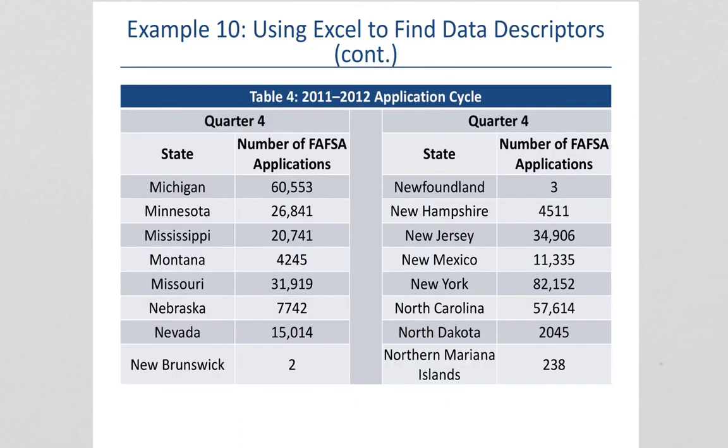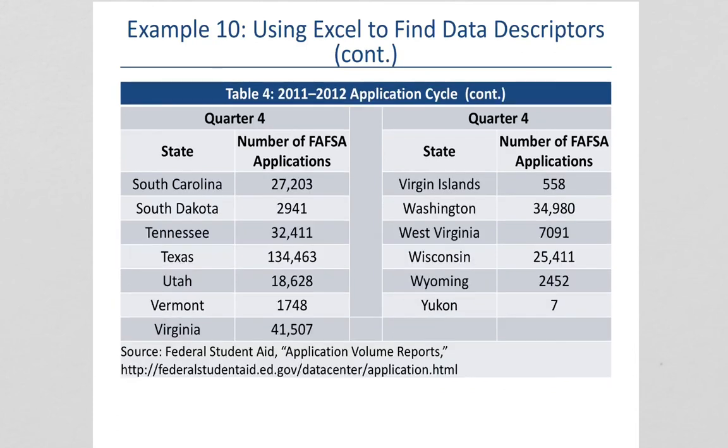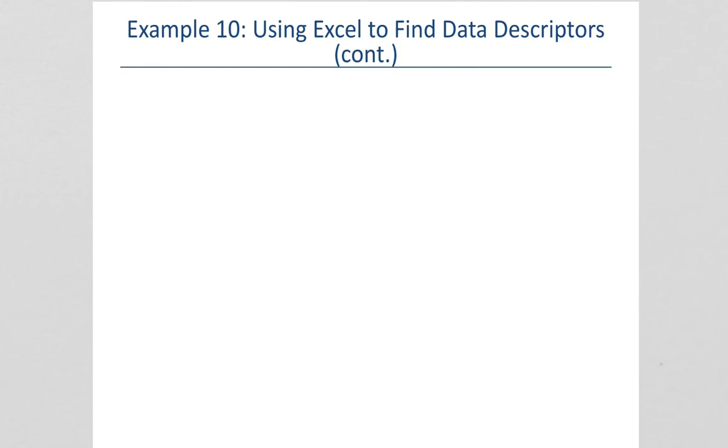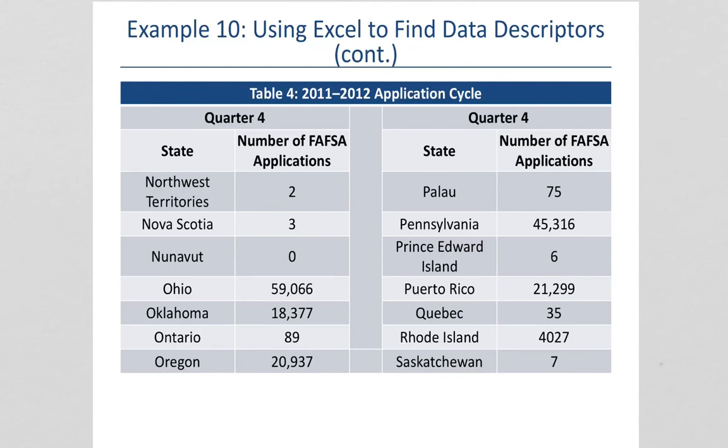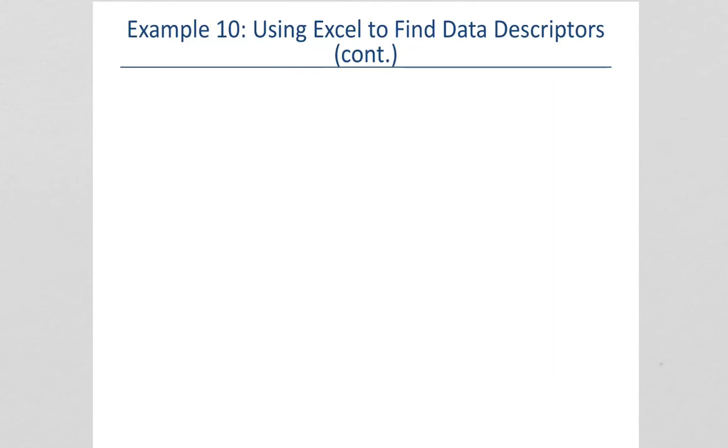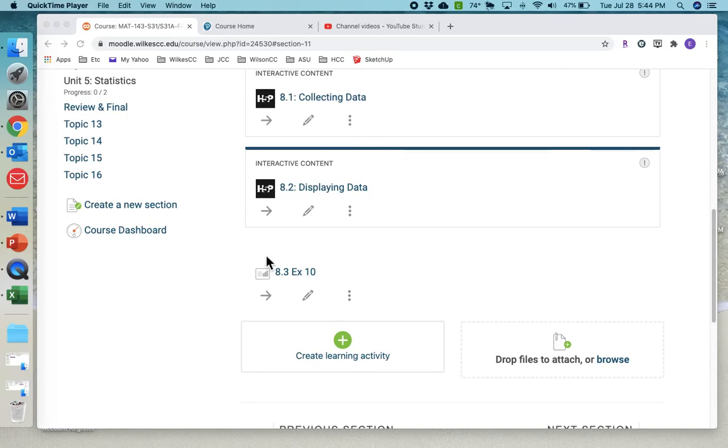So we've got this list, and I have included this list in Moodle for you so that you don't have to type all those into Excel like I did. Okay? And so I'm going to stop here and pick up on the Excel example in just a moment. I told you I'd put this spreadsheet on Moodle, so it'll be below the 8.2 video, which is not done yet. And it's right here, the 8.3 example 10. And I'm just going to click on that.